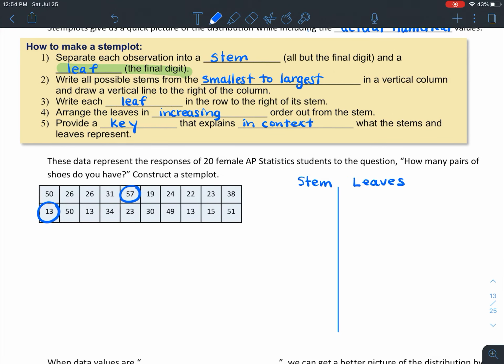Okay. All right, so let's go ahead and see if we can do this here. It appears that the smallest stem is the tens place, and then it goes, there's some 20s, 30s, 40s, and 50s.